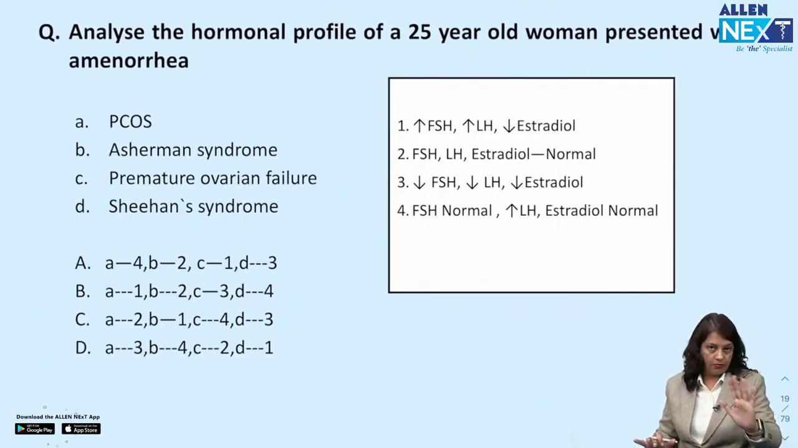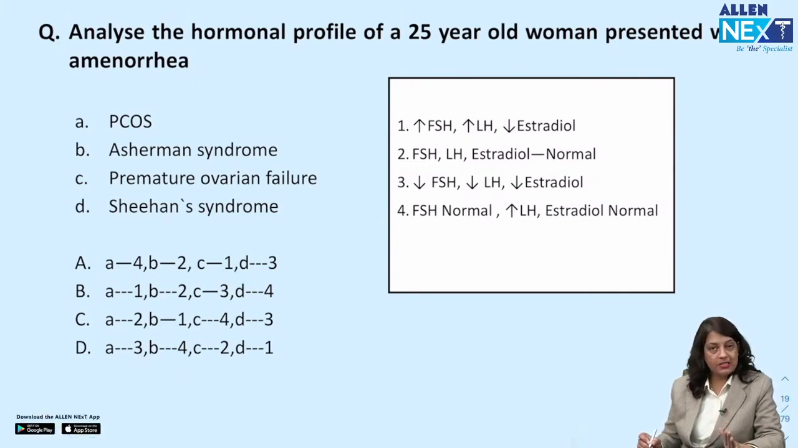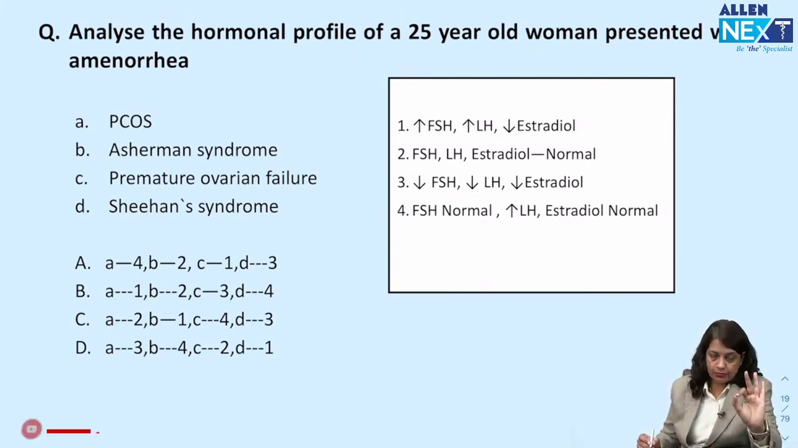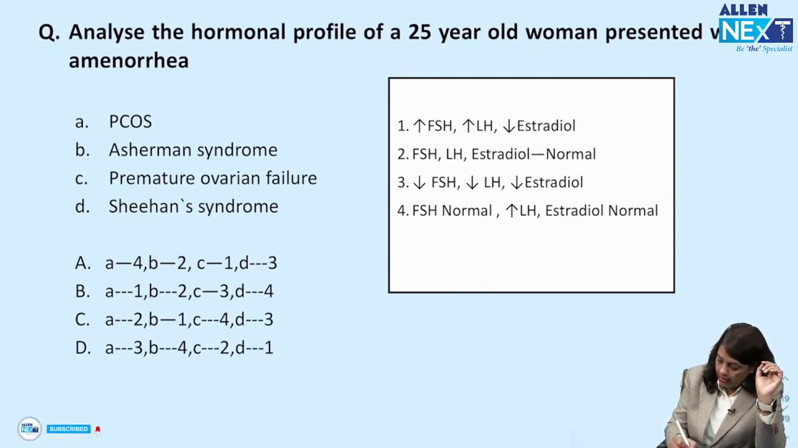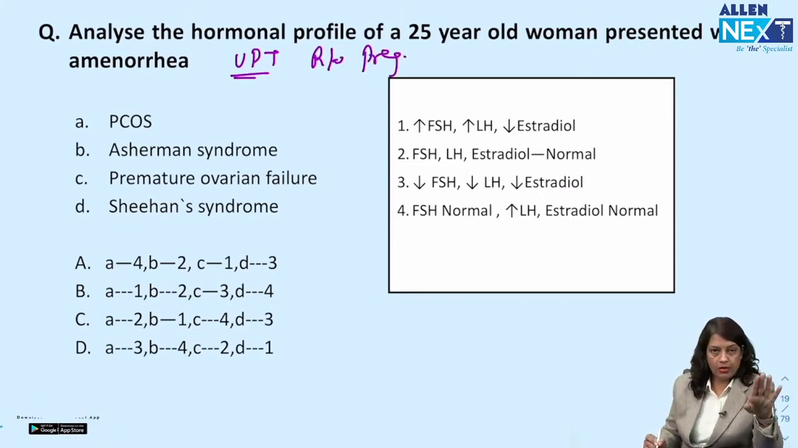So always there is a question from vaginal discharge topic. Now analyze the hormonal profile of a 25-year-old female who has presented with amenorrhea. Whenever a female presents with amenorrhea, always do urine pregnancy test to rule out pregnancy. Suppose you have done urine pregnancy test and it is negative. Now what can be the differential diagnosis, main differential diagnosis for a female presented with secondary amenorrhea?